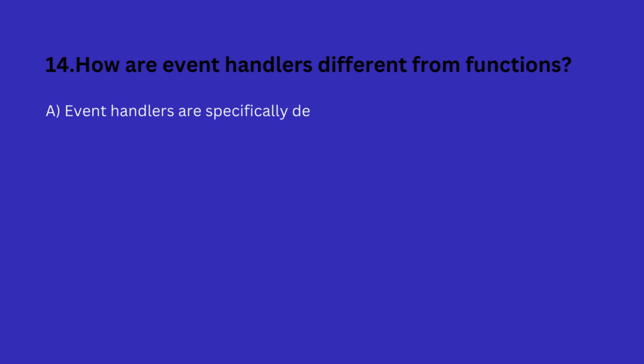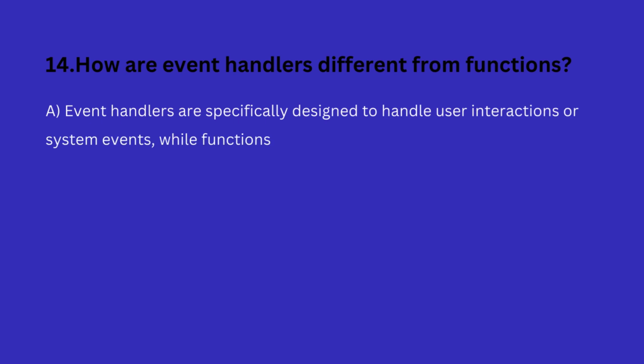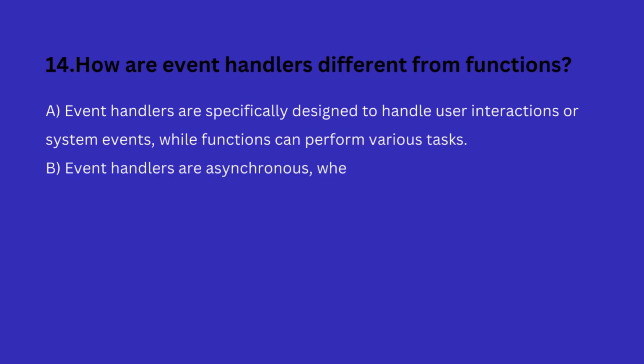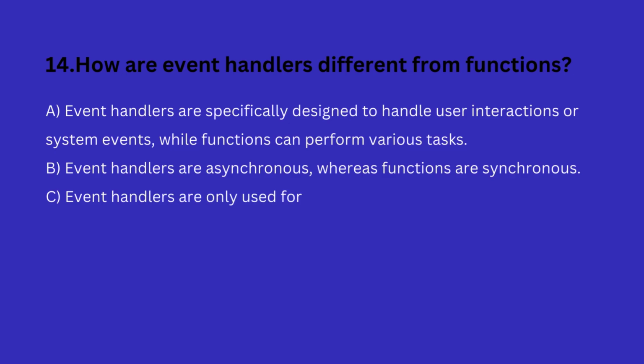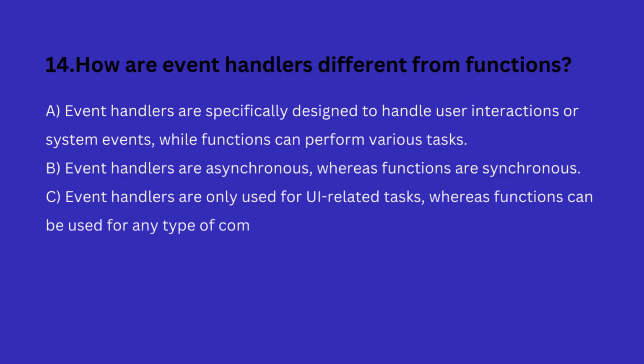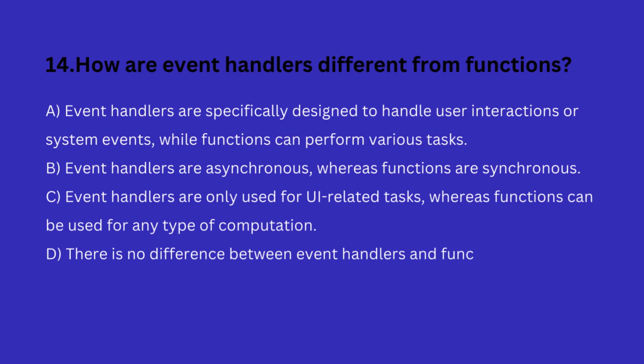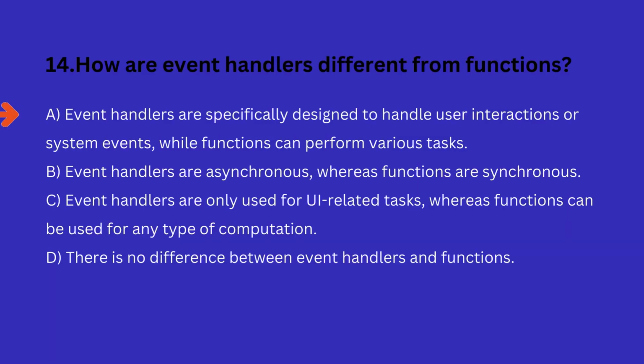14. How are event handlers different from functions? A. Event handlers are specifically designed to handle user interactions or system events, while functions can perform various tasks. B. Event handlers are asynchronous, whereas functions are synchronous. C. Event handlers are only used for UI-related tasks, whereas functions can be used for any type of computation. D. There is no difference between event handlers and functions. Correct answer is option A.